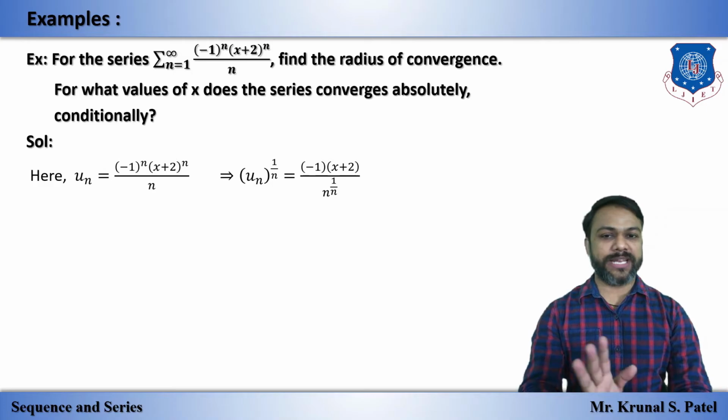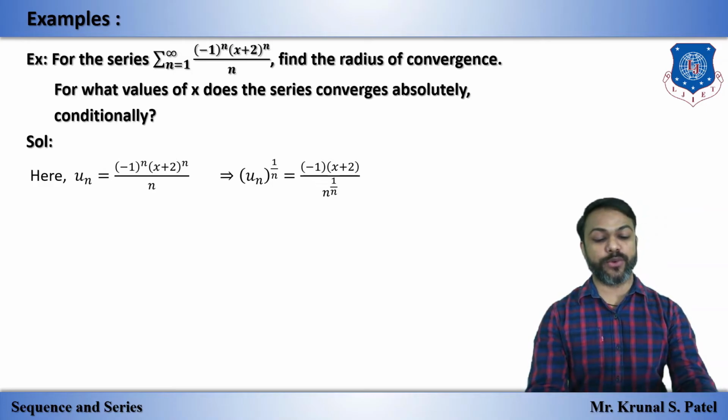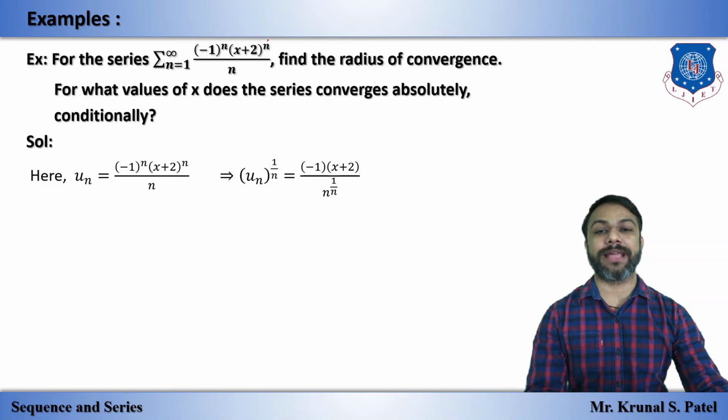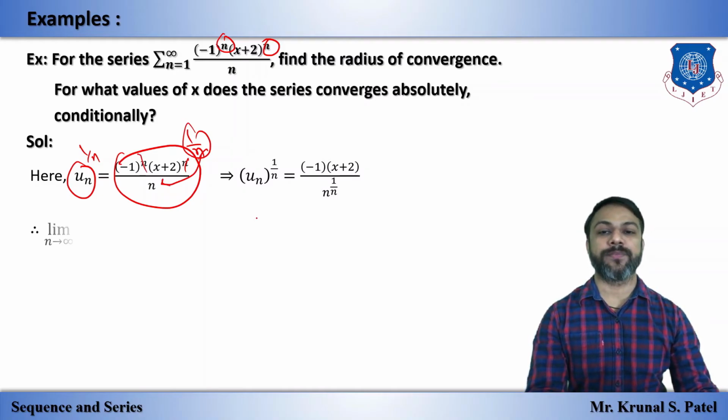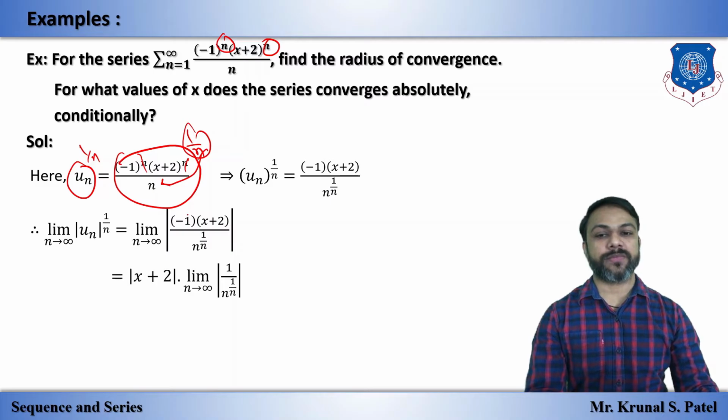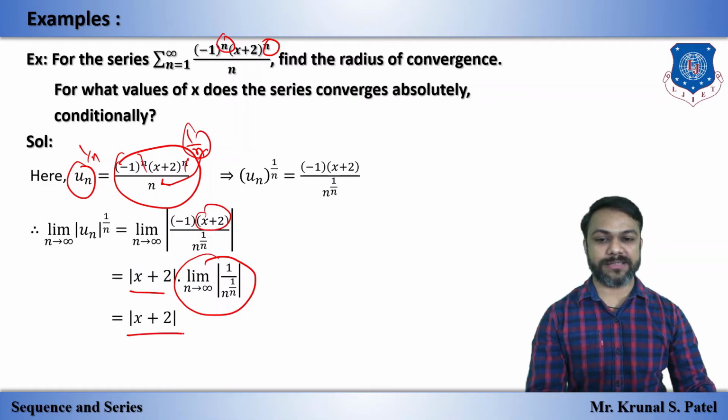So the solution: un is given. Here you can see that in un each and every term has a power n. So we can apply the root test. By applying the root test, that means raising the whole to 1 by n on both sides, the n cancels out, so this n goes only to the denominator, and this n also cancels out. By taking the limit, this mod is plus because the minus 1 becomes plus because of magnitude. If we take x plus 2 outside, we give it magnitude, and this gives 1. So we have the final answer.